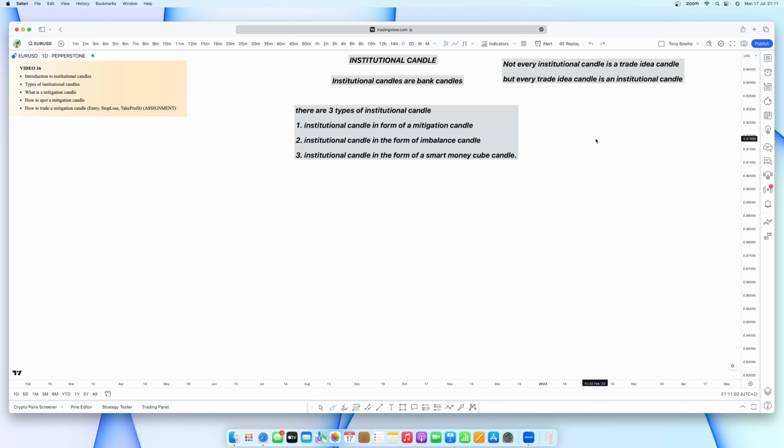Number one is the trend of the market. Number two is the range of the present market. Number three is the Fibonacci. Number four is the liquidity. Number five is the institutional candle.